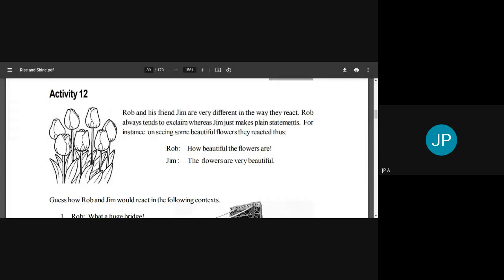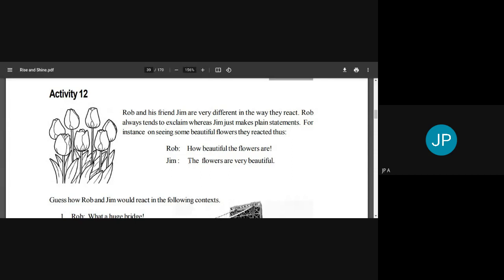So you can have different types of sentences in using language having the same meaning, but the feelings may be different. So the meaning of these two sentences expressed by Rob and Jim, which you see on the screen, the meaning is the same, but the effect is different. Okay, the meaning is same, but the effect is different because of the way of expression, because there is a lot of emotion.